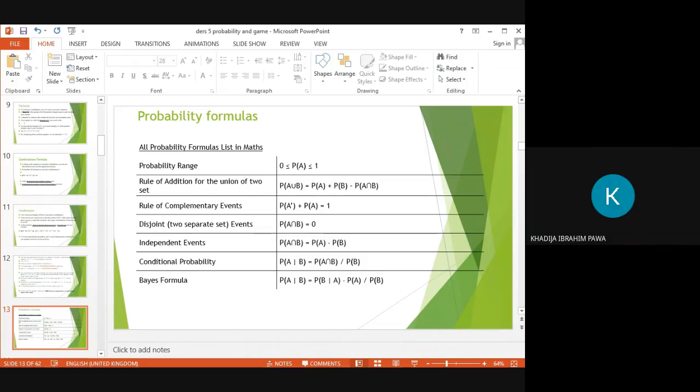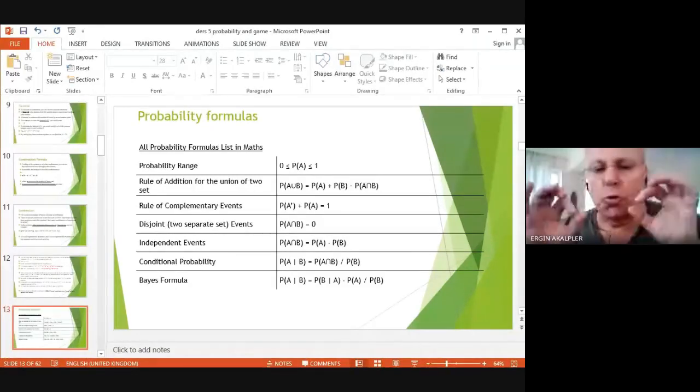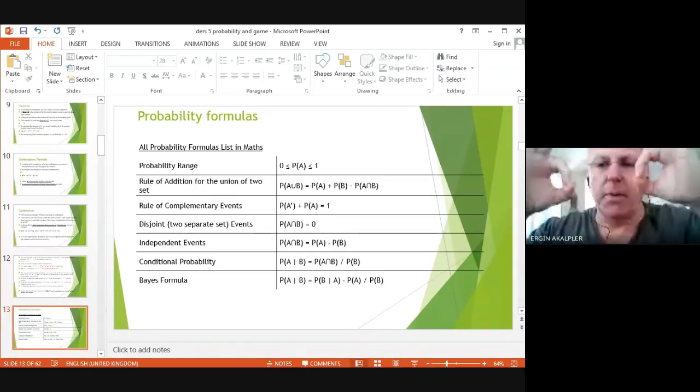Yes, when A union B is a number in probability, it is exactly the probability of A and the probability of B. So when it is A intersect B, what is the difference between union and intersect? Union is two separate groups. Use your fingers, you have two separate groups. You see my fingers?